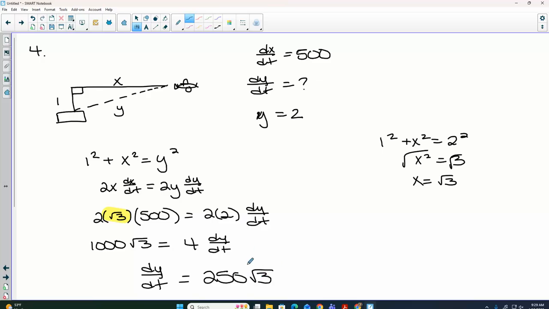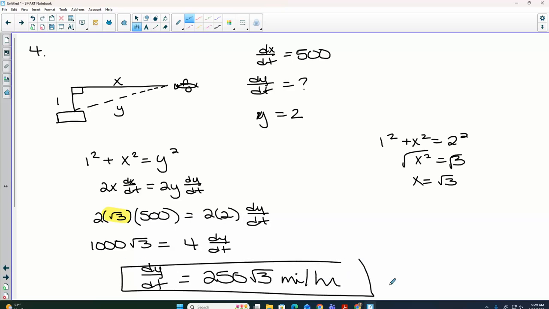Units, y was measured in miles, and t was measured in hours. So at that point in time, the distance between the plane and the radar station was increasing because it's a positive 250 radical 3 miles per hour.